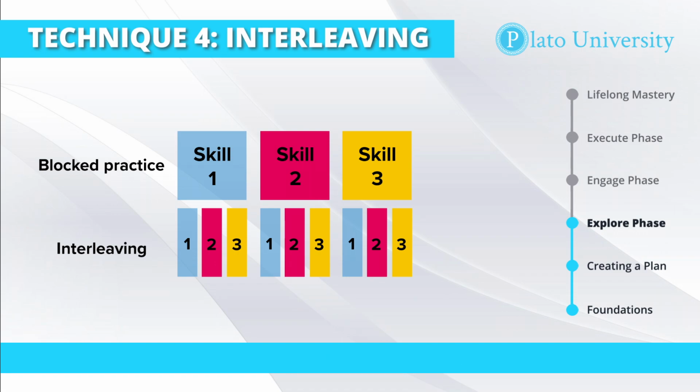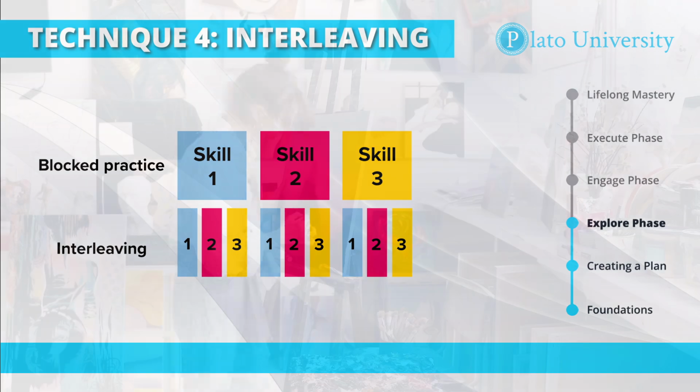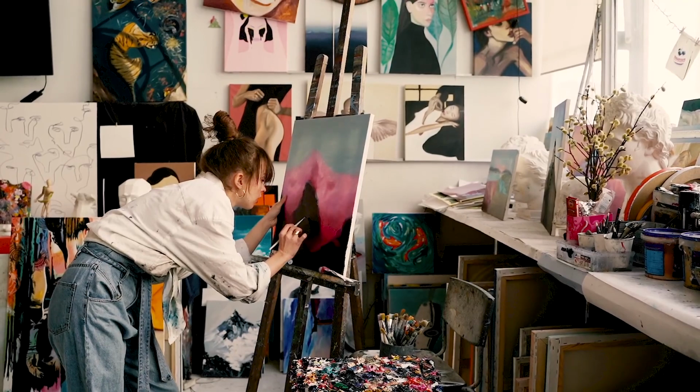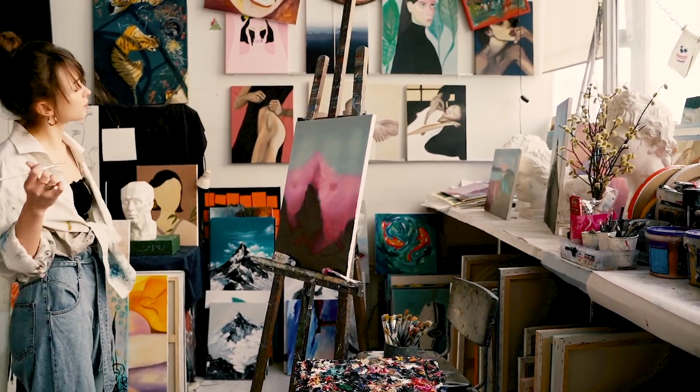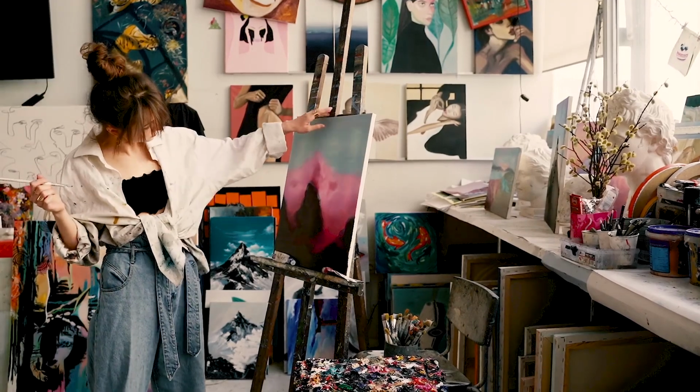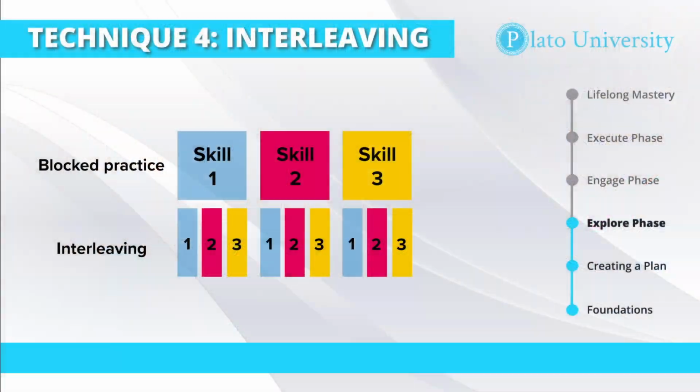So let's give an example of this. Let's say that you are learning how to be an artist and you want to learn the styles of 10 different artists. You could sit and view a dozen paintings by the first artist and then move on to view a dozen paintings by the second artist, and so on and so forth. But research shows this is actually counterproductive.